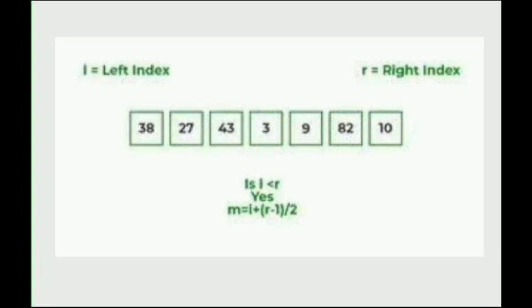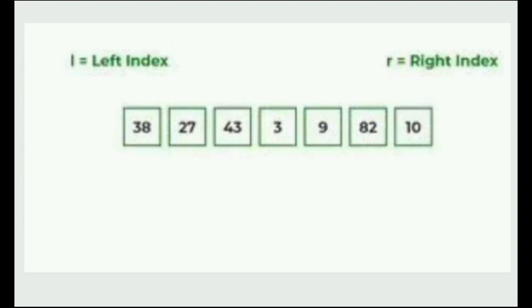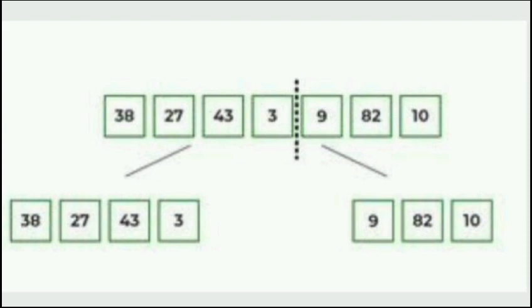Consider an array of 38, 27, 43, 3, 9, 82 and 10. At first check if the left index of the array is less than the right index. If yes, then calculate its midpoint. Now as we already know, merge sort first divides the whole array iteratively into equal halves until the atomic values are achieved. Here we see that an array of 7 items is divided into two arrays of size 4 and 3 respectively.